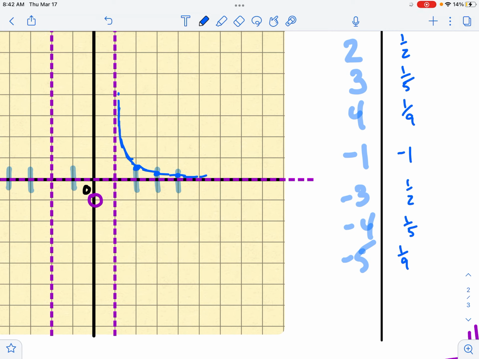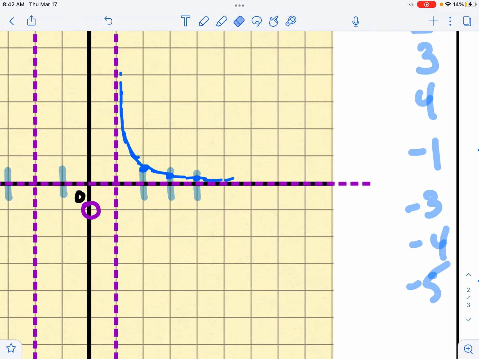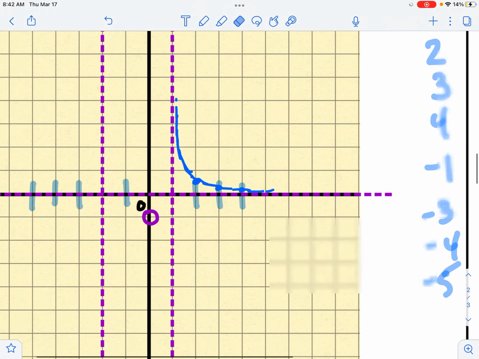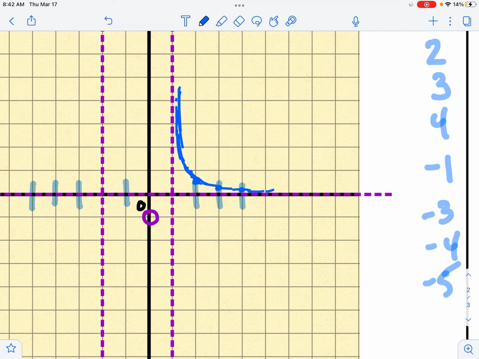Could I, if I had the time or desire, put in something like a 3/2 or a 1.5? Absolutely. But I have a feeling for a sketch anyway, I probably have the beginnings of a sketch here. All right, I feel like that's probably the direction we're going.